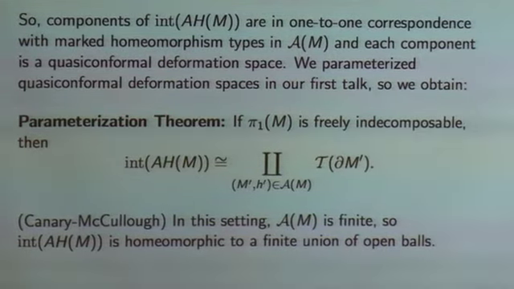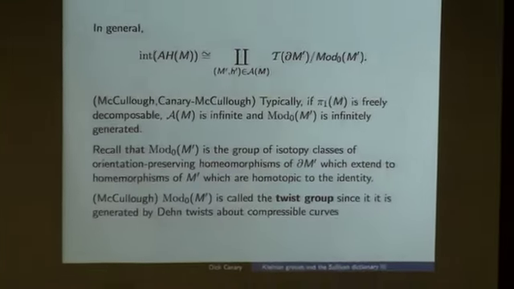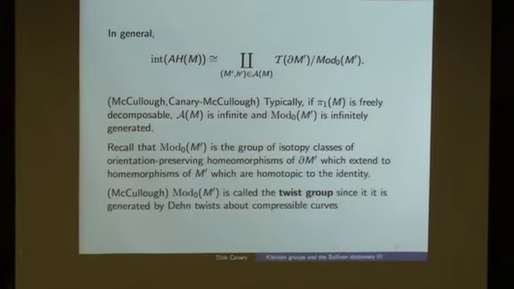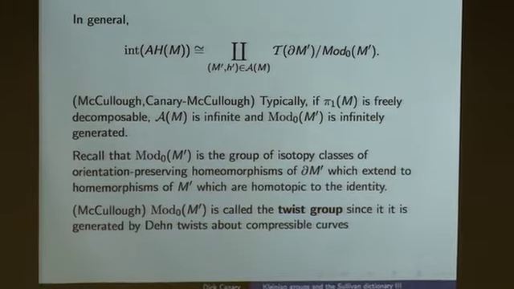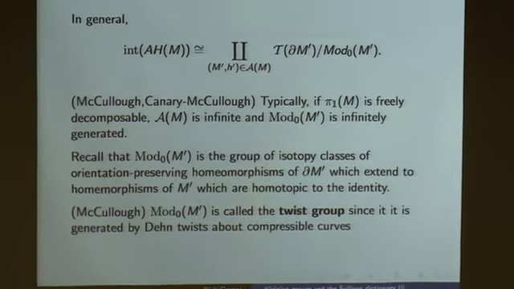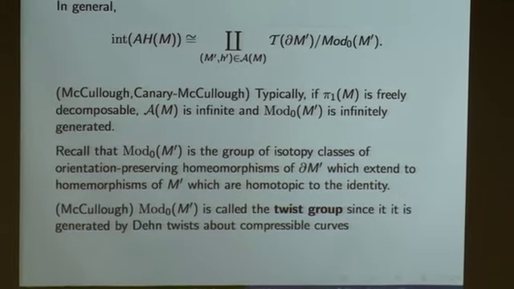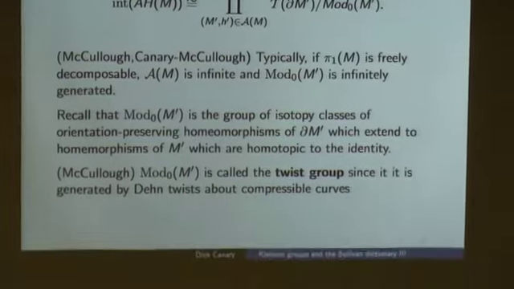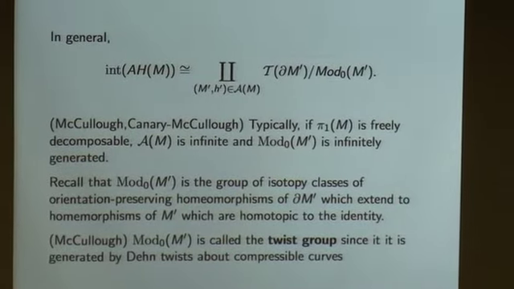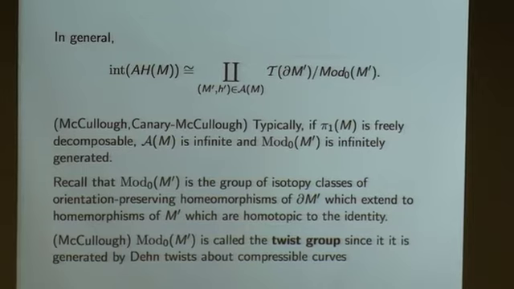And then the slightly less good case is where you had compressible boundary. Well, then each component is the Teichmuller space of the boundary modded out by what's called the twist group, which is the group generated by Dehn twists about curves in the boundary which can be compressed in the three-manifold. So the bad news is that typically there's infinitely many homeomorphism types. That's just the reason there. And typically this group is infinitely generated. That's due to Darren McCullough.